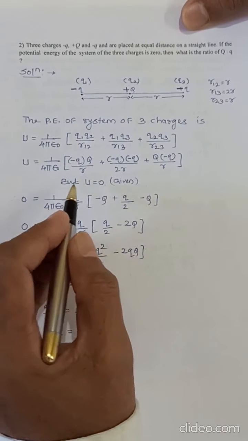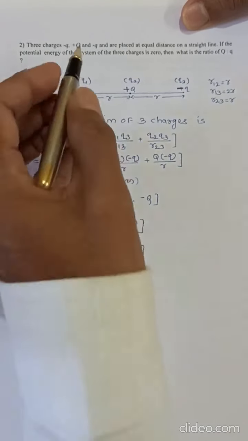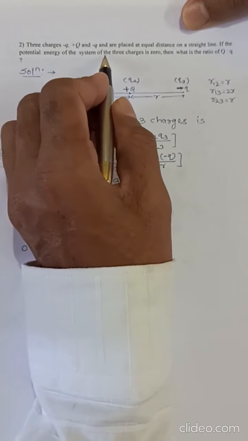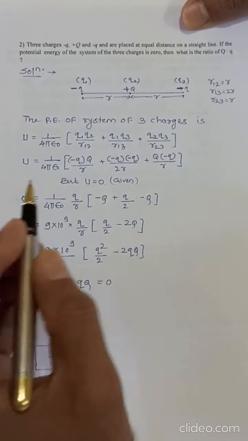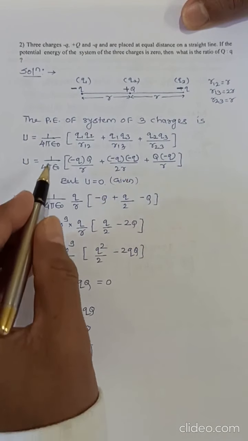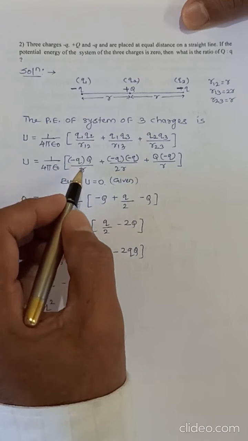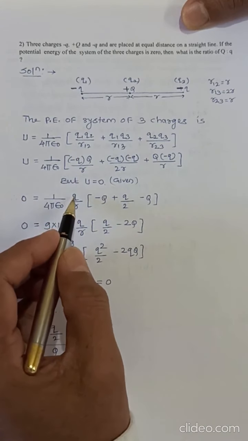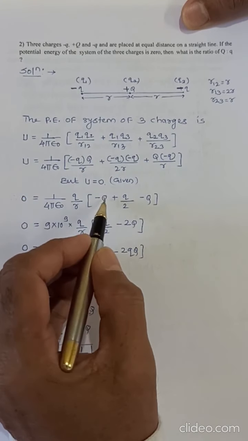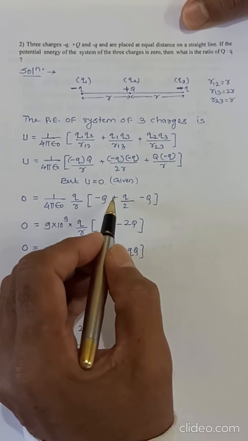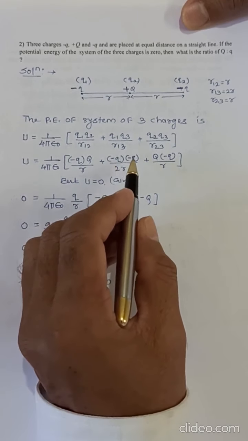But the potential energy of the system of the three charges is 0. So U is equal to 0, and therefore 0 is equal to 1/(4πε0). Take Q upon R as common. So in the bracket, here is minus Q plus minus Q into minus Q plus Q square.